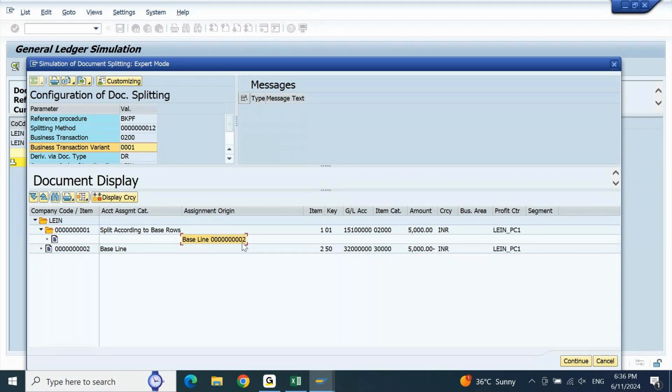If you look at baseline item number 2, it is this. Now at this level, whatever the profit center is given by the user, the system has defaulted this profit center on this line item. Now this is your active document splitting. When you're talking about active document splitting, strictly talk about either vendor invoice or customer invoice. It is your choice.